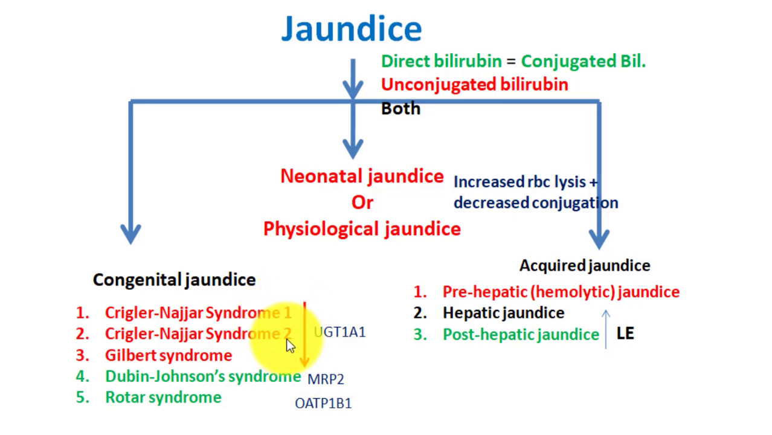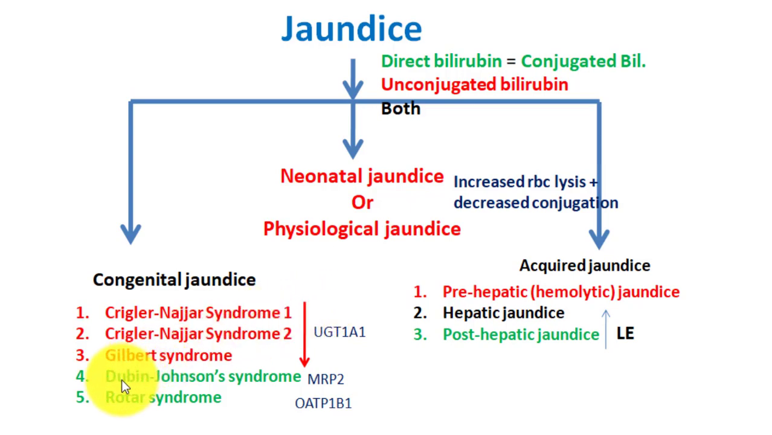Crigler-Najjar syndrome 2 is also associated with kernicterus, but the most severe chronic kernicterus will be in Crigler-Najjar syndrome 1, and bilirubin level will rise above 25 mg per deciliter in Crigler-Najjar syndrome.